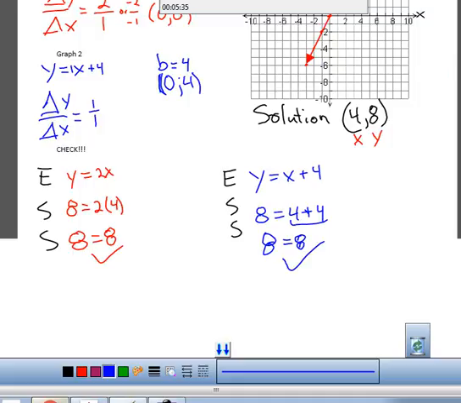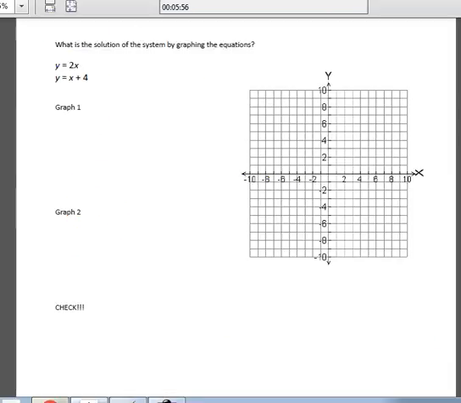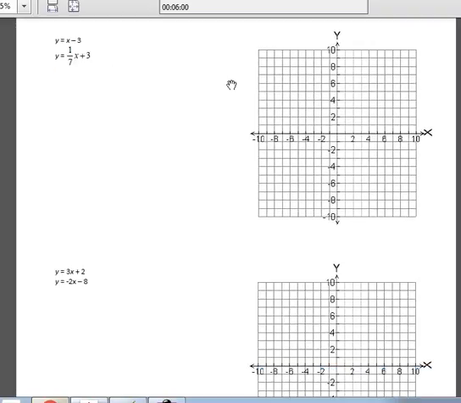Remember, we did see an example when we did this in math where we had parallel lines. So if you see parallel lines, if it's clear that they're not going to connect, then there would be no solution. Otherwise, they will intersect and you will get a point of intersection.